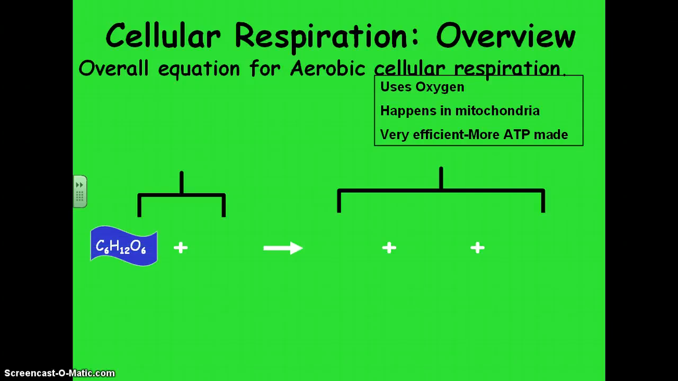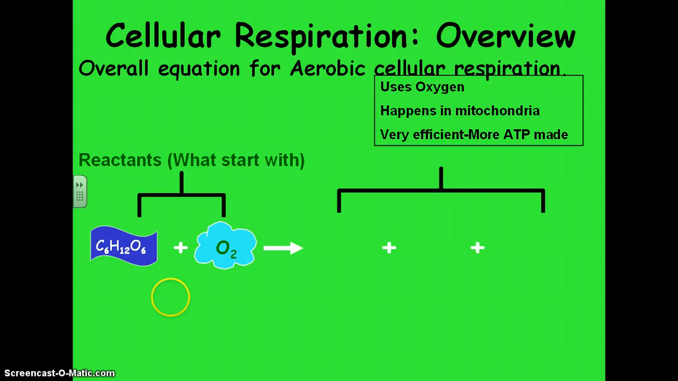Alright, so let's look at the equation you need to memorize. First, C6H12O6. That's a really complicated sounding molecule, but really all it means is glucose. There's 6 carbons, 12 hydrogens, 6 oxygens. That, along with oxygen, are our body's reactants. What our reaction is going to start with.